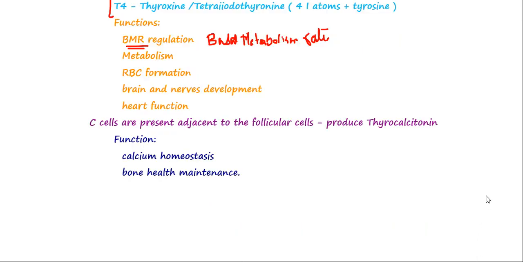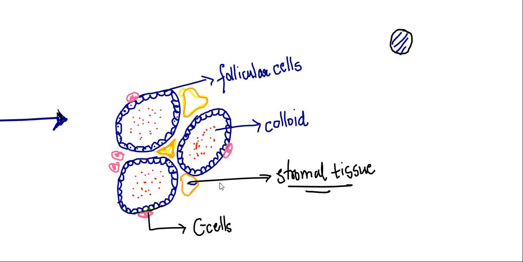There is also the presence of a third hormone. This is called the thyrocalcitonin hormone. This hormone is produced by the C cells of the thyroid gland. So what are C cells? As you can see here, the C cells are small cells that are located adjacent to the follicular cells. All these are C cells, and these cells produce a hormone called thyrocalcitonin.